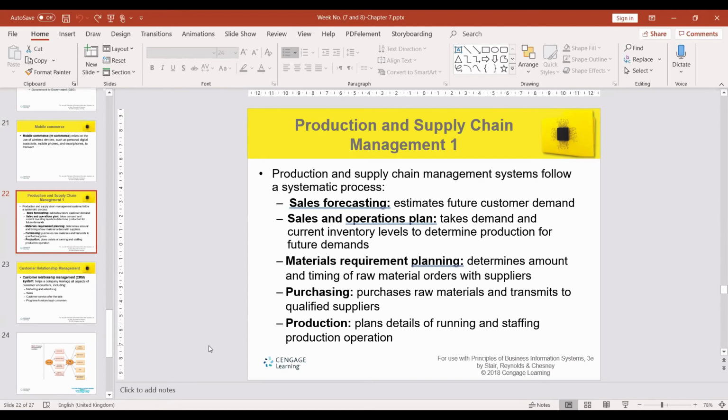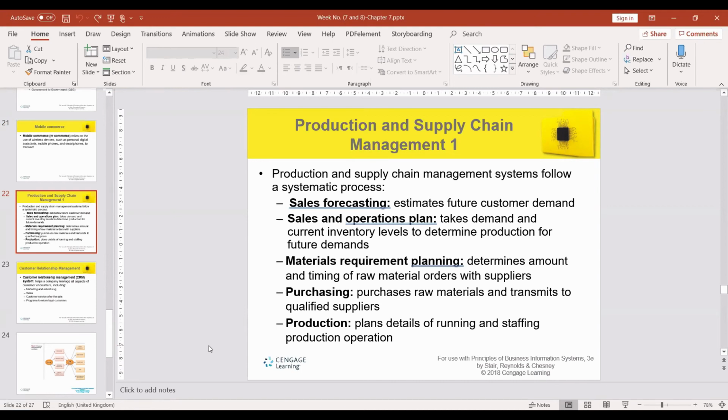Sales and operation plan is the next step. After forecasting, you need to take demand and current inventory level to determine production for future demands. So you need some operational plan. What is the demand? What is the current situation in your warehouse? And what are you going to see in the demands in future?